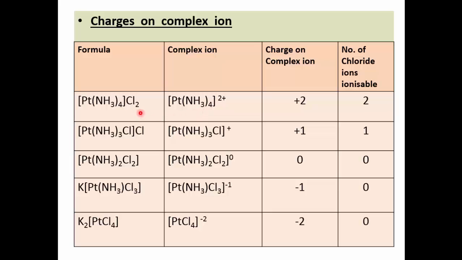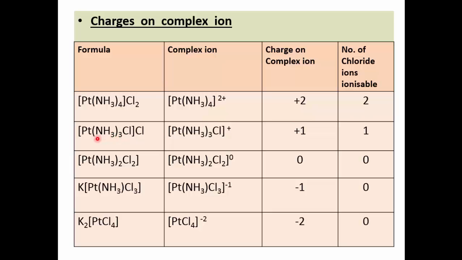Two chloride ions are present outside the square bracket and therefore they are ionizable. They act as primary valency and in this way they are precipitated by AgNO3. Therefore this complex contains two chloride ions which are ionizable. So the charge on the complex ion is plus 2, as we have already discussed.